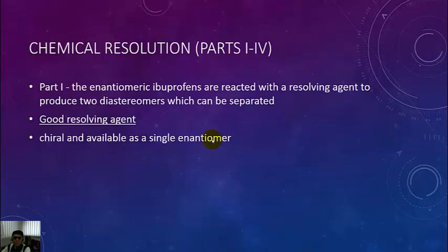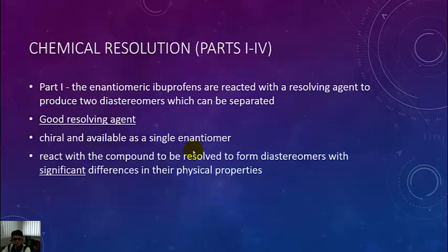Now second, this resolving agent must react with the compound to be resolved to form diastereomers with significant differences in their physical properties. What it means is, if I form the two diastereomers, of course they will show differences in their physical properties. But what if both the melting point or the boiling point are too close for separation? It is not effective. If the melting point and boiling point differ by about 2 degrees Celsius, how are you going to separate them using distillation?